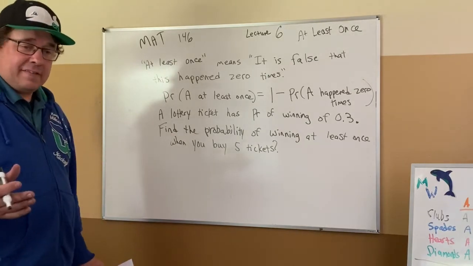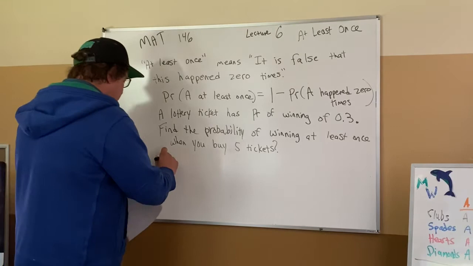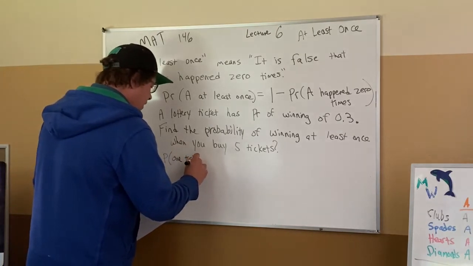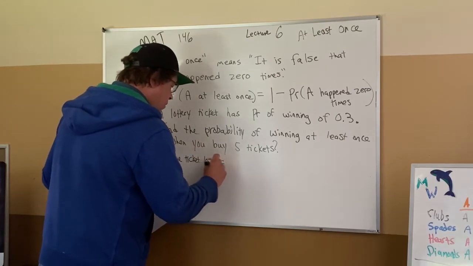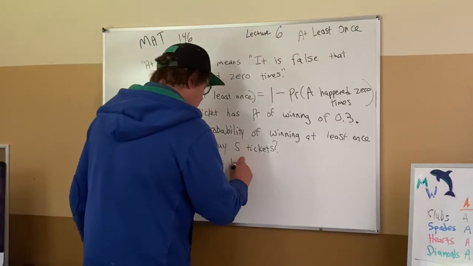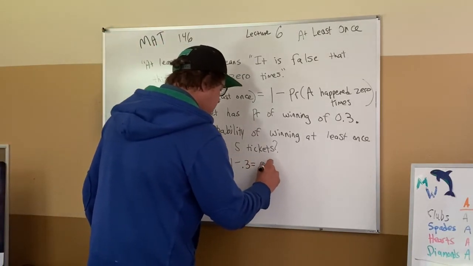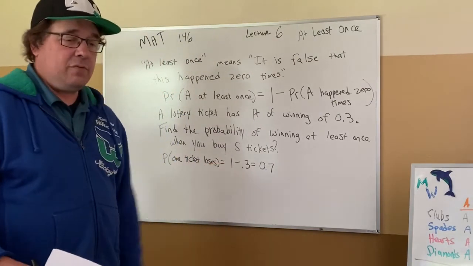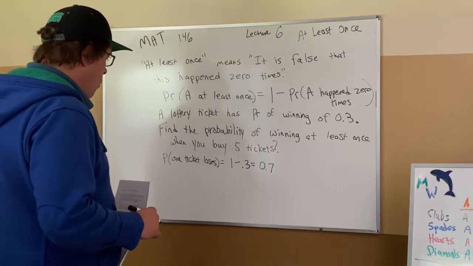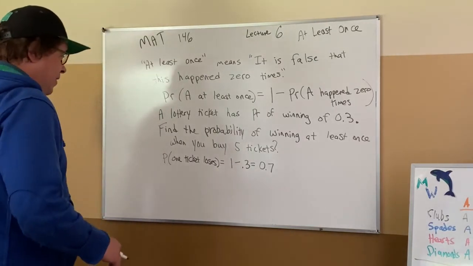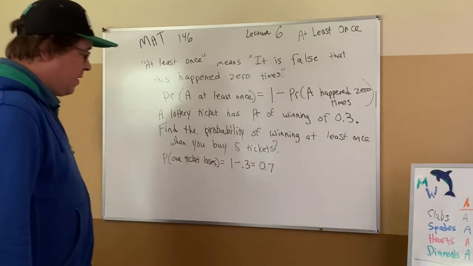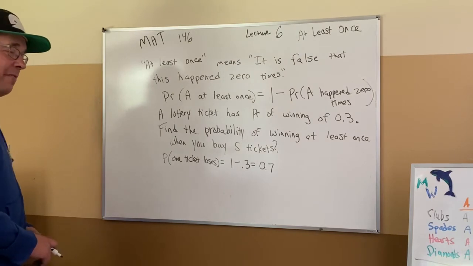This is a person who only bought 5 tickets. Let's find the probability that one ticket does not win. We'll call that a loser. You know the probability of winning with one ticket is 0.3, so you take 1 minus 0.3 and you get 0.7. That's the probability of an individual ticket losing. Now we want to find the probability that there's at least one winner. So if you have one ticket losing at 0.7, what's the probability of 5 losers?